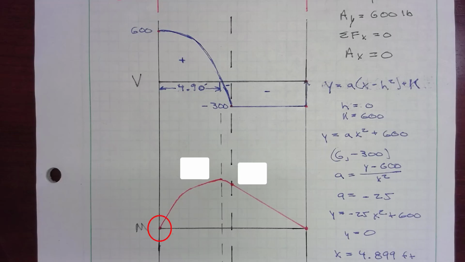What I'm also doing is drawing a dashed line down, and that's where it crosses V equals 0. It goes from positive to negative. What this tells me is that's where it peaks. It starts with a positive, so it's increasing, and then it decreases. So the peak for this particular beam is going to be located 4.9 feet over. That's why I draw that dotted line down.